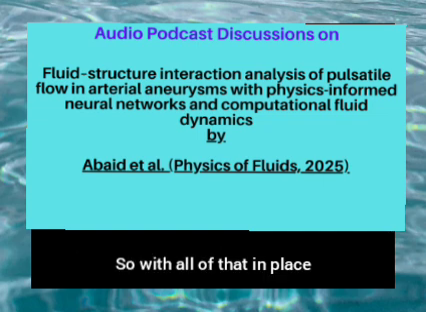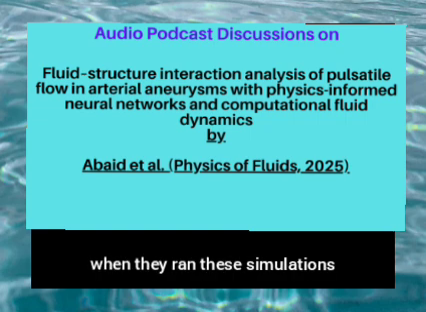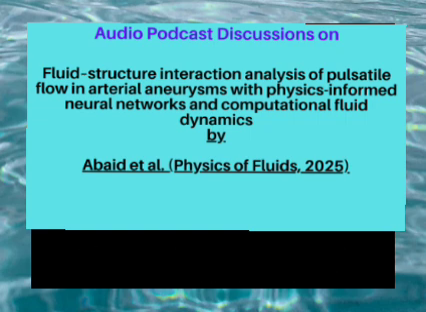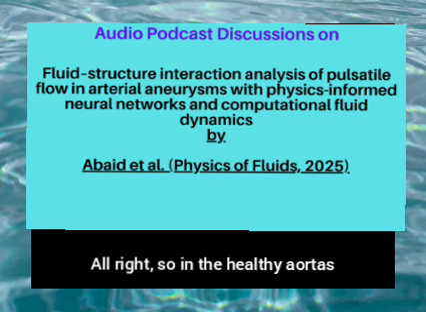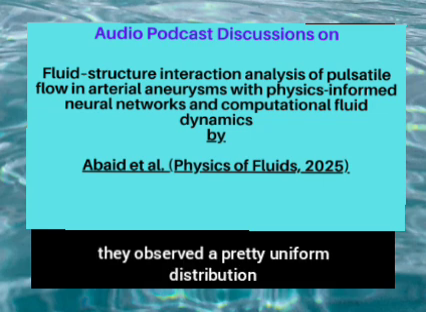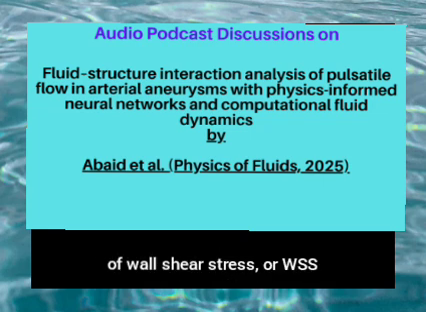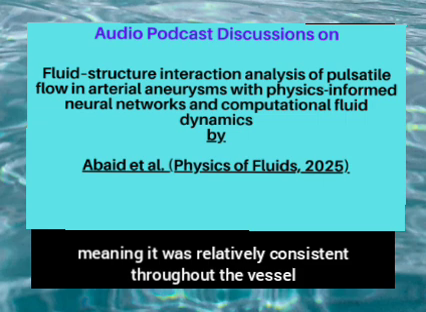Super cool. So with all of that in place, what did they find when they ran these simulations? How did the results for the healthy aortas compare to those with aneurysms? All right, so in the healthy aortas, they observed a pretty uniform distribution of wall shear stress, or WSS, meaning it was relatively consistent throughout the vessel.